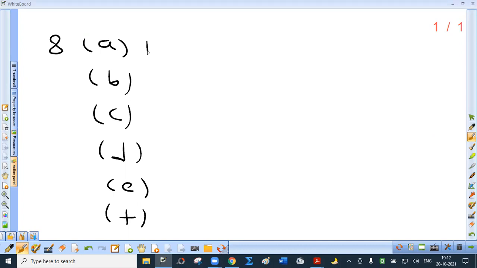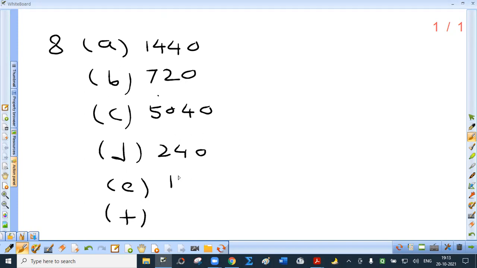So for the first part, the answer is 1440. For the second, I think it is 720. You can of course check. Then C part, 5040. D part is, I think, 240. Then E part is 120. So is F. Okay, so this is for sum number 8.